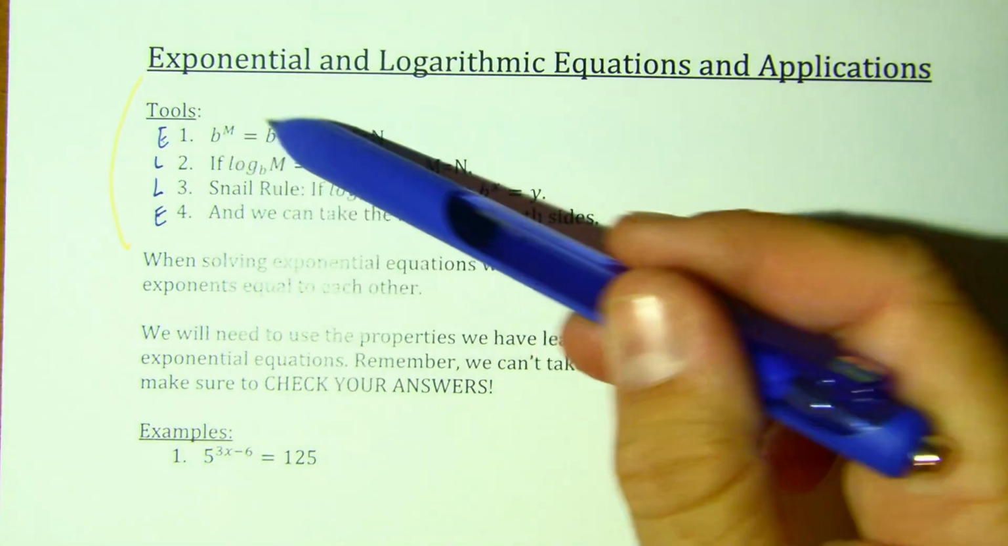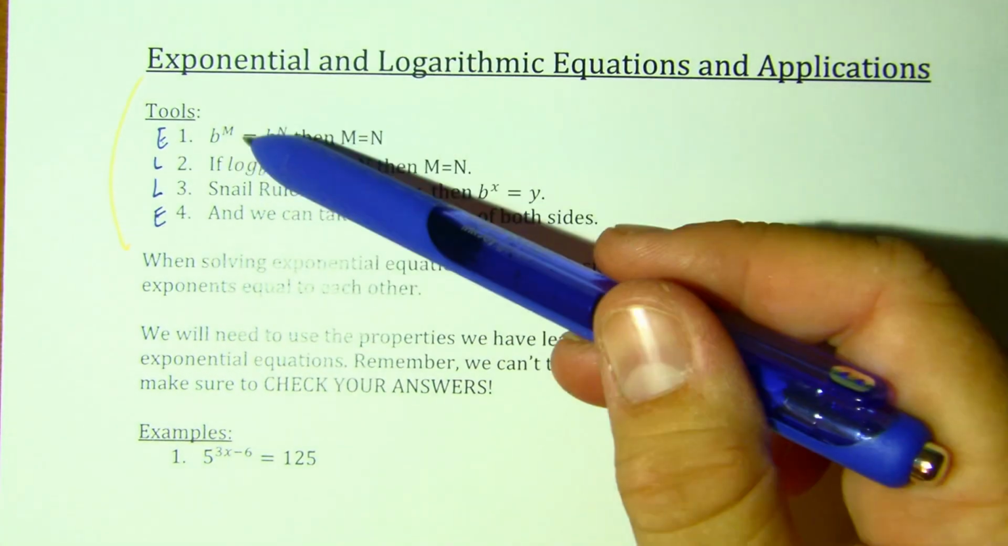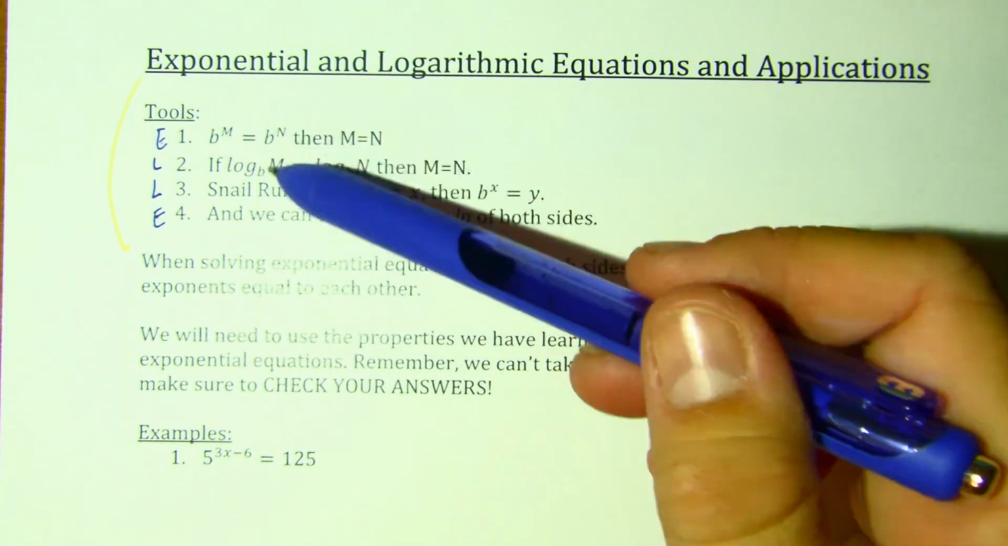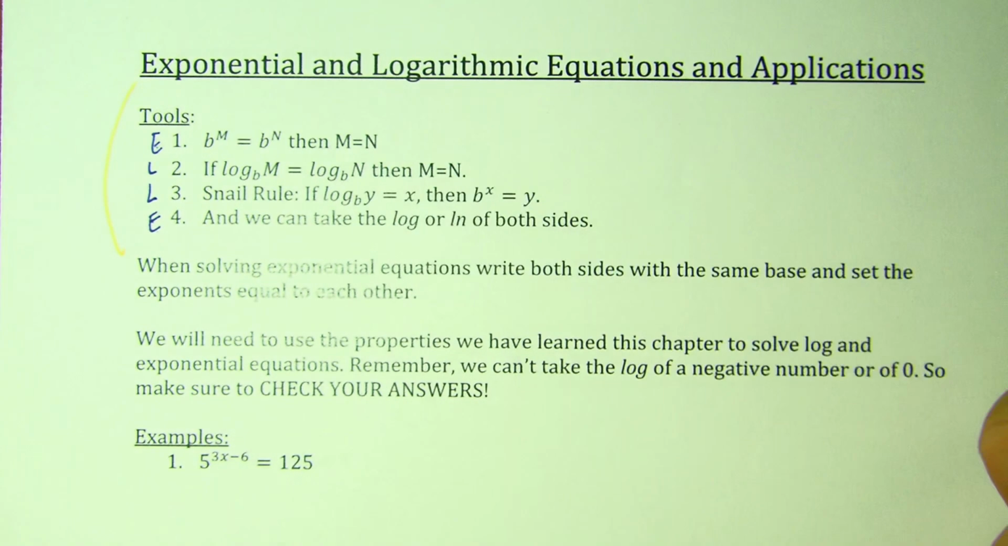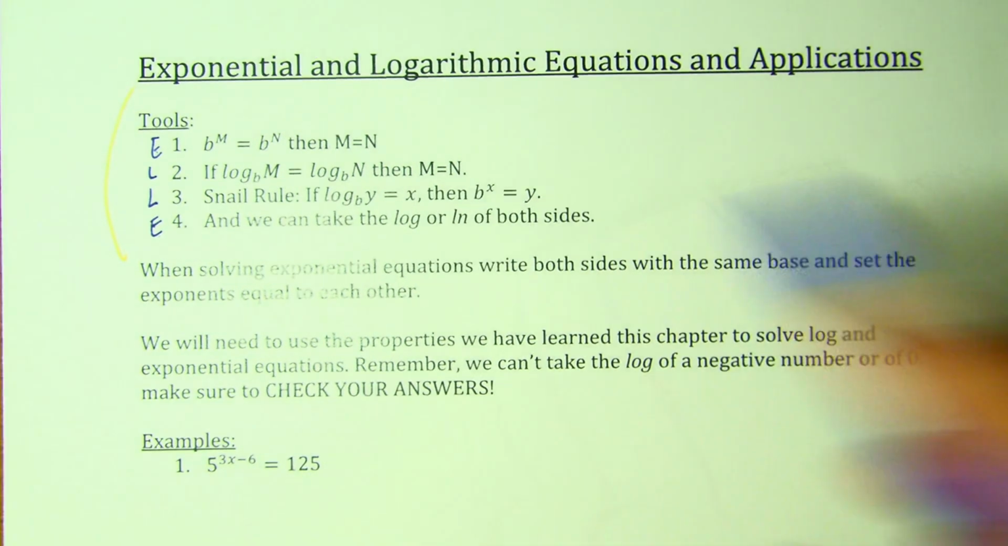If it's not possible to do this, so this would be like first choice or option 1, then if it's not possible to do that, then what we can do is take the log or the natural log of both sides of our equation, and that'll be our other tool here.